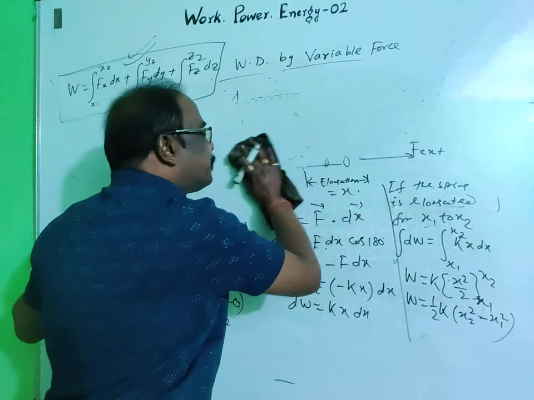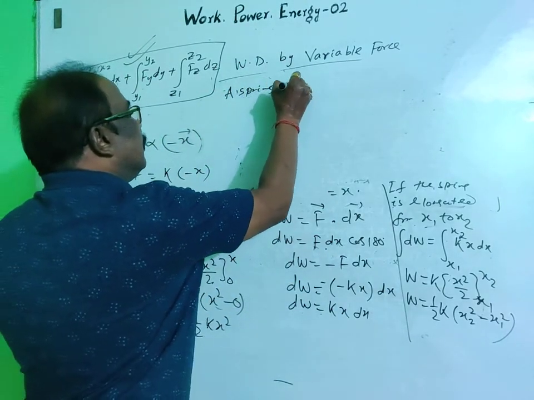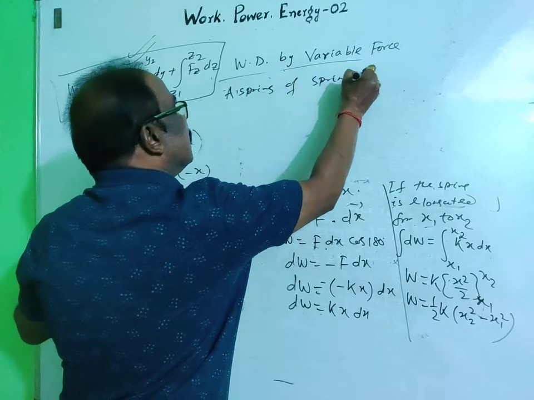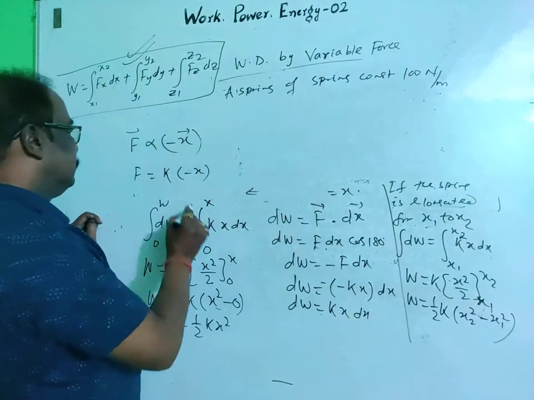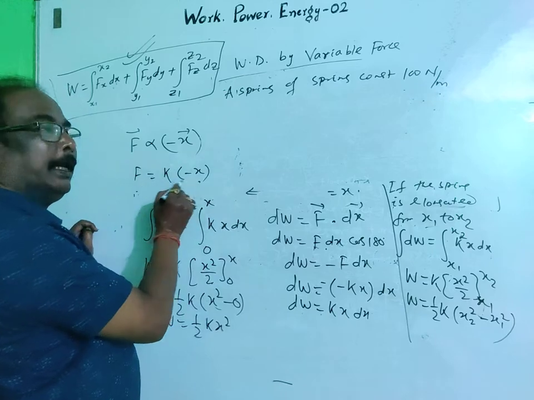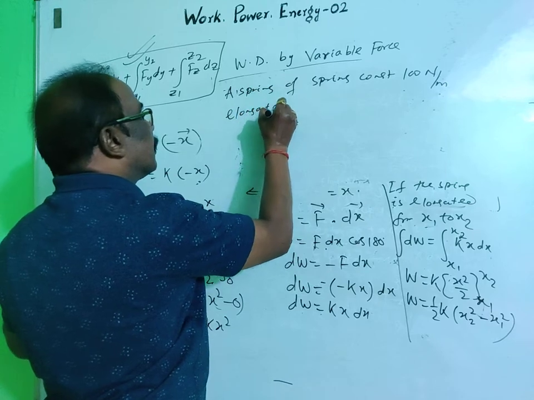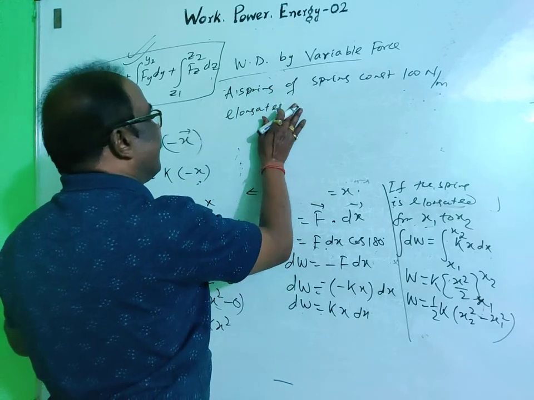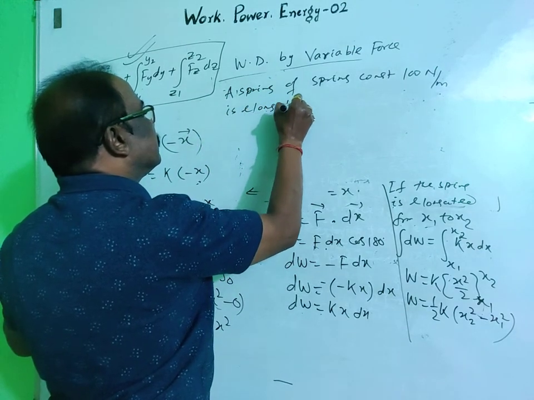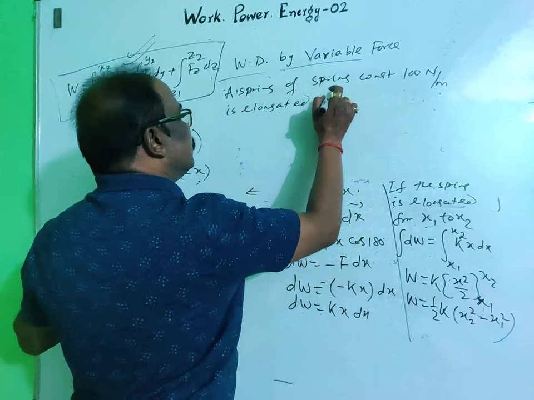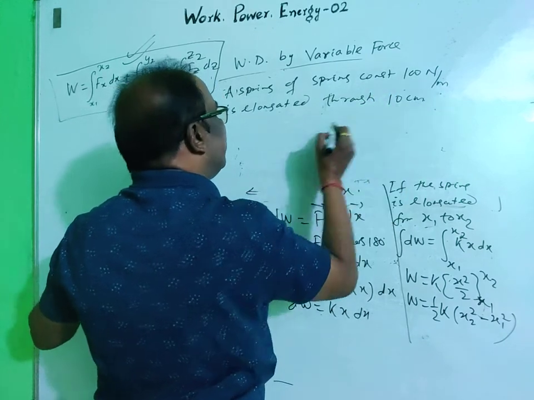Okay. A spring of spring constant 100 Newton per meter is elongated through 10 centimeter. Then what is the work?